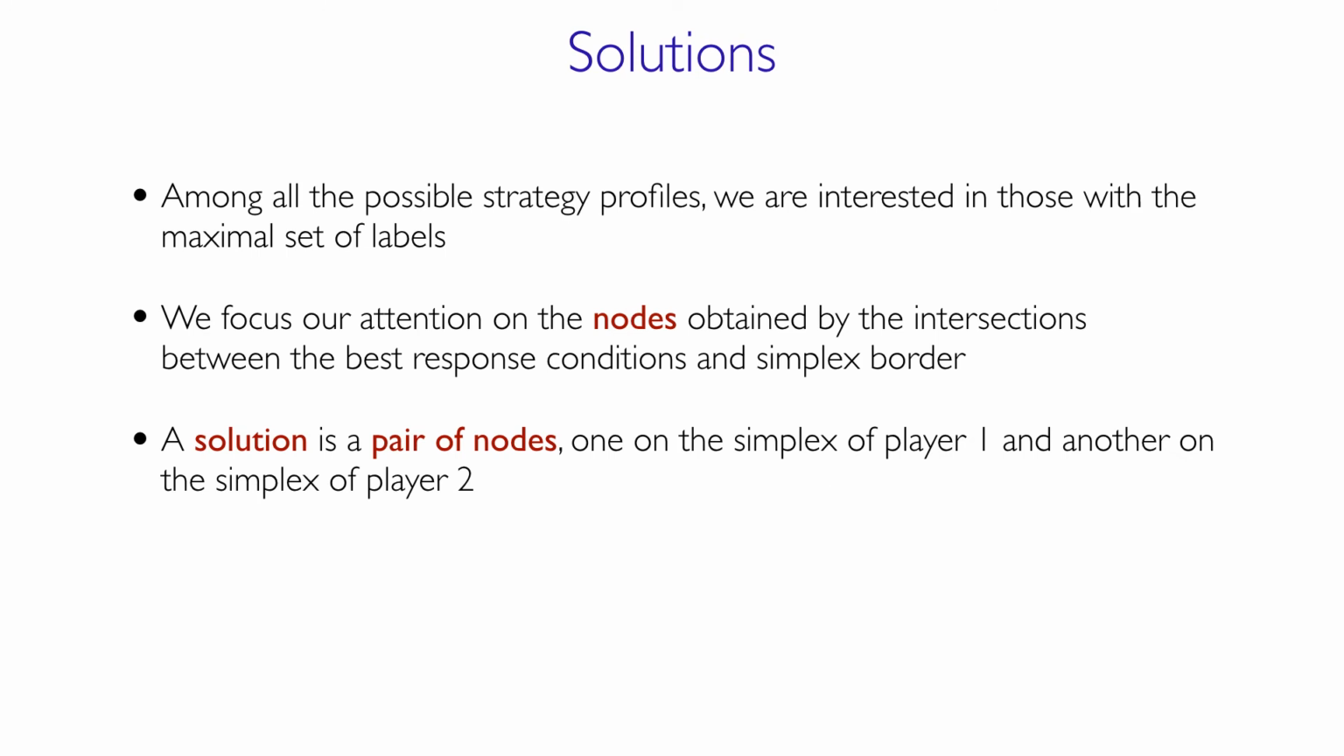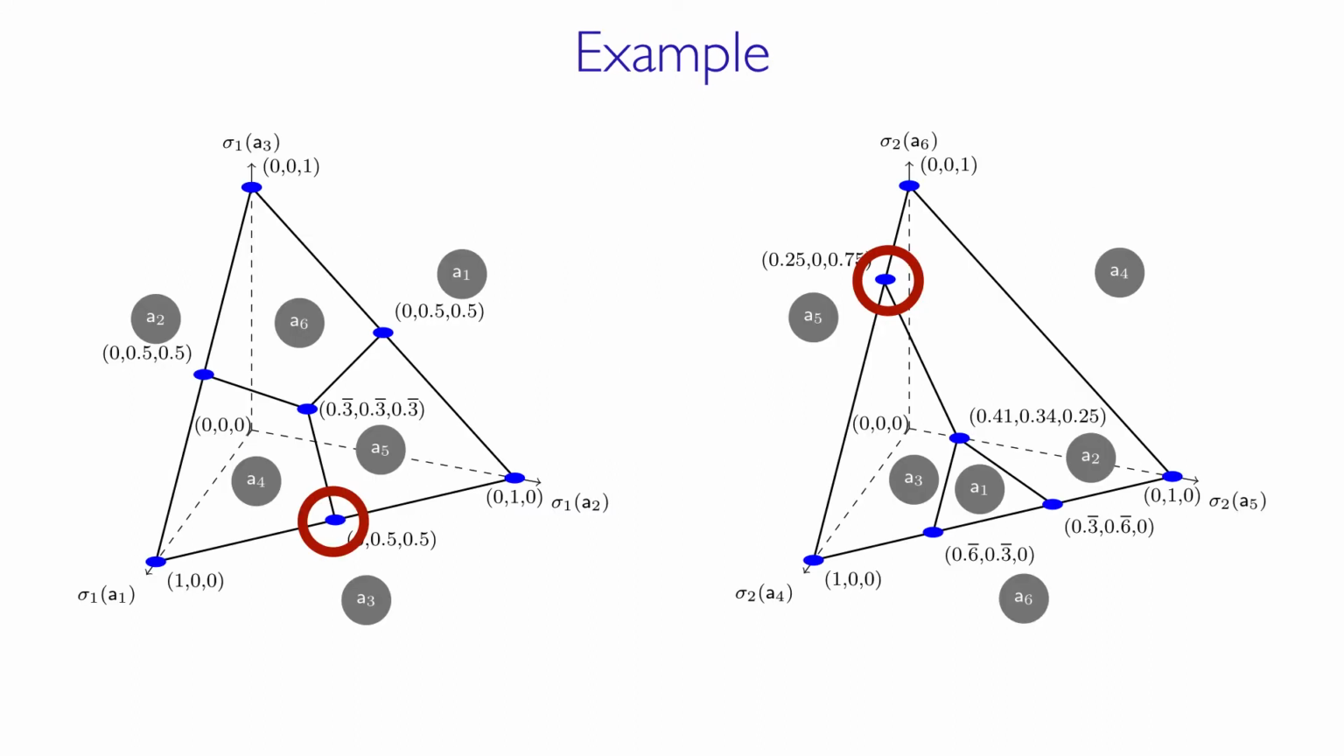So a solution is a pair of nodes, one on the simplex of player 1 and another on the simplex of player 2. Here you have an example.